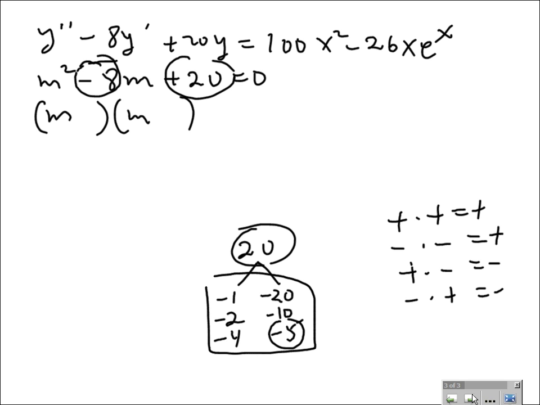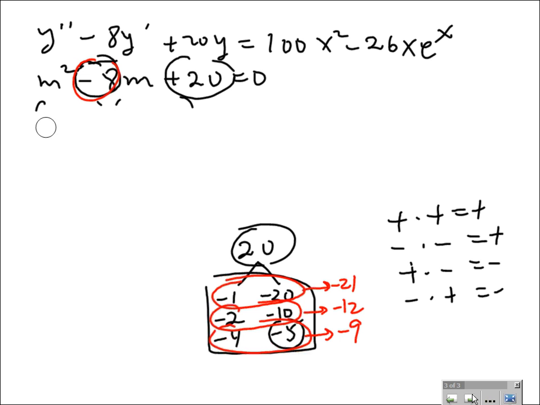That's when I stop. So this is one pair of numbers that multiply out to 20, a second pair, a third pair. The problem is the first pair adds up to negative 21, the second negative 12, the third is negative 9. They never add up to negative 8. Alright, so we have to use the quadratic formula.